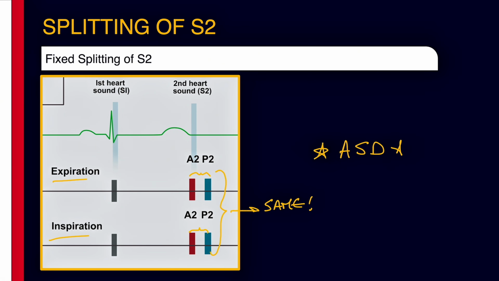Here's why. In ASD, there is a left to right shunt, right? Left atrium has higher pressure, so blood is constantly flowing into the right atrium and ventricle, increasing volume and delaying pulmonary valve closure all the time, no matter what's happening with breathing. And since the right heart is already volume overloaded, inspiration doesn't add much, so the split stays fixed. That's why, okay? All right, did you get that?